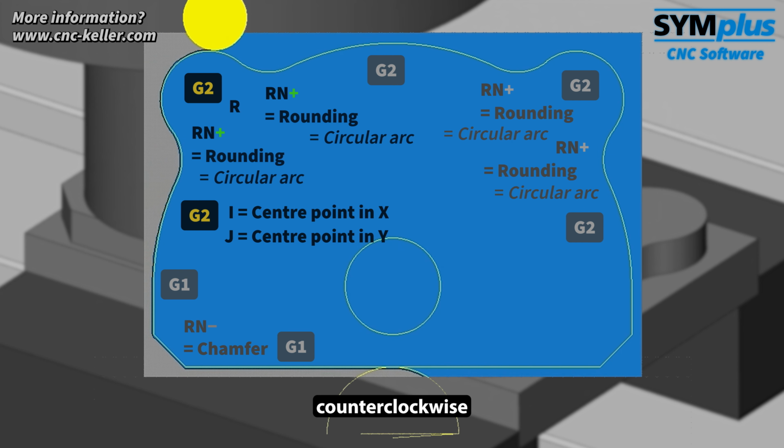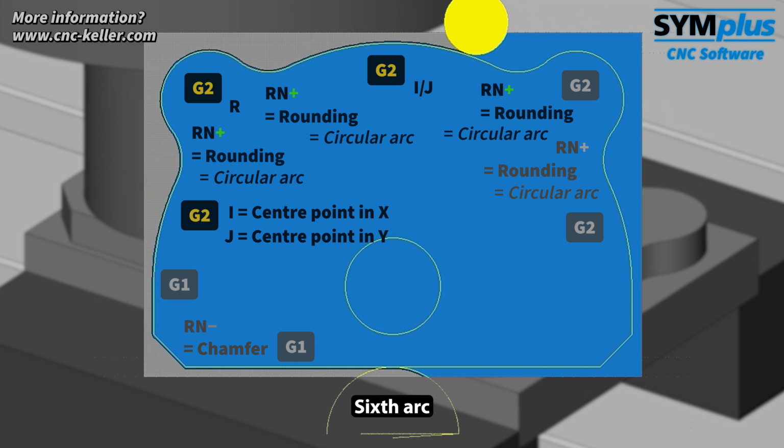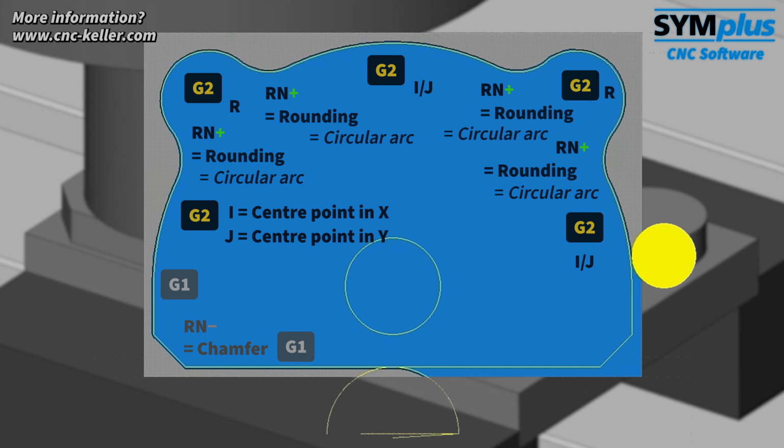Fourth arc, counterclockwise via Rn. Fifth arc, larger arc clockwise, again with I and J like the first arc. Sixth arc, again counterclockwise. Seventh arc, another radius arc clockwise. Eighth arc, one last time counterclockwise via Rn. And the final arc, clockwise with G2 and I and J.